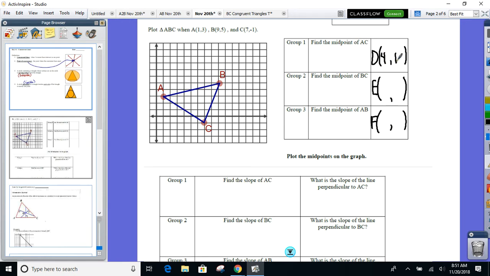Point D, 4, 1. And go graph it right now while we're here. Go graph it. 1, 2, 3, 4, 1. Yeah, that looks like right in the middle. Perfect. And we're going to call that point D.